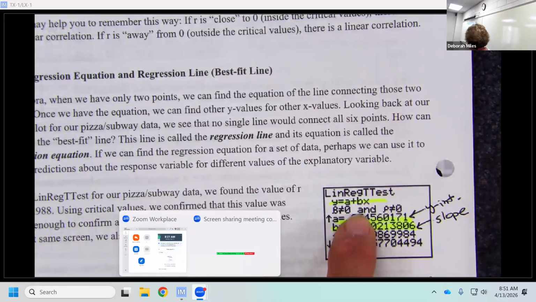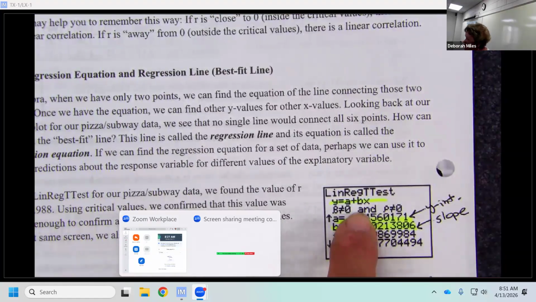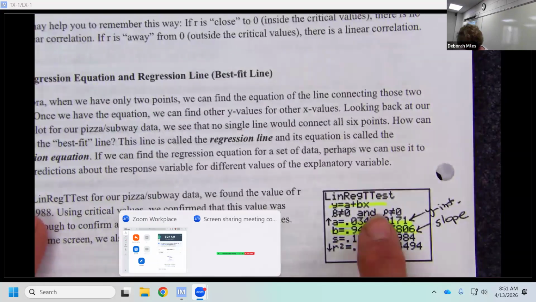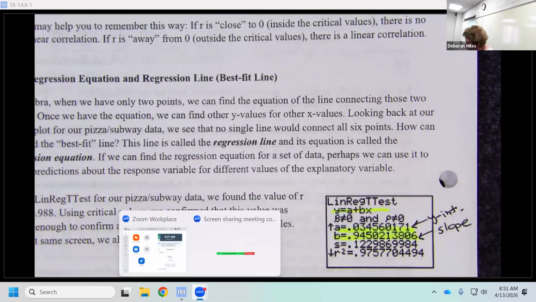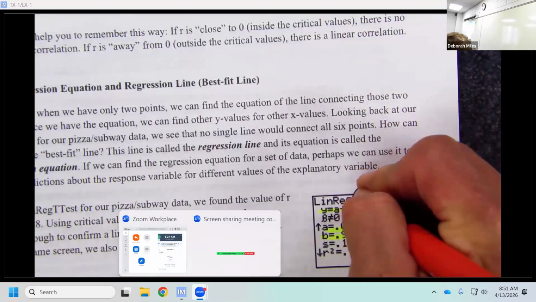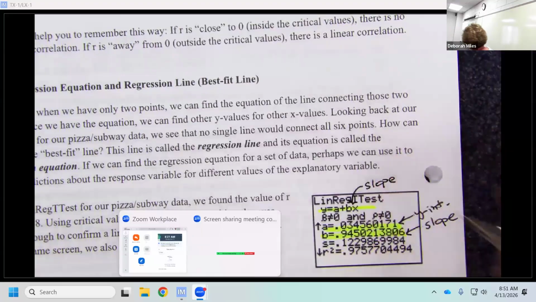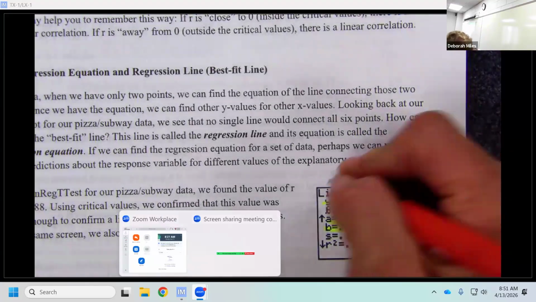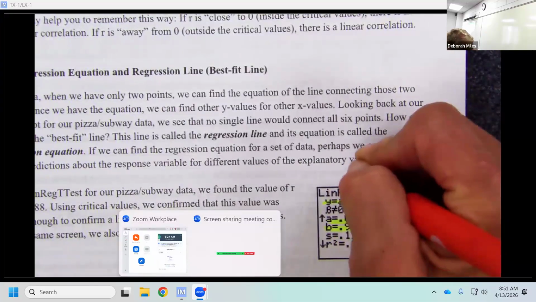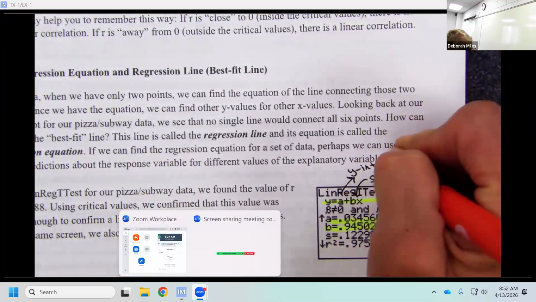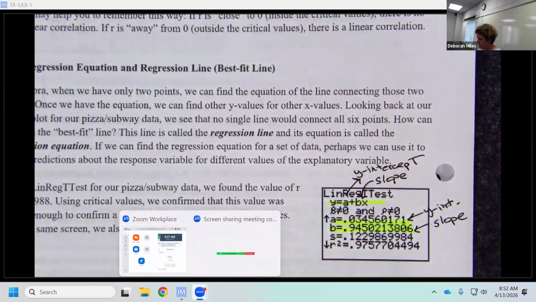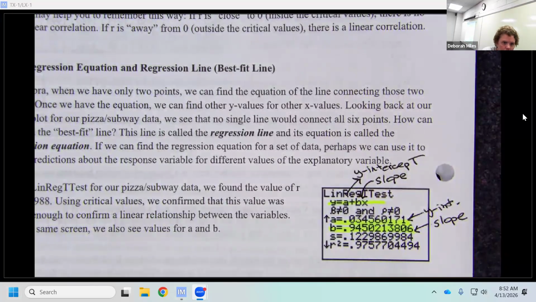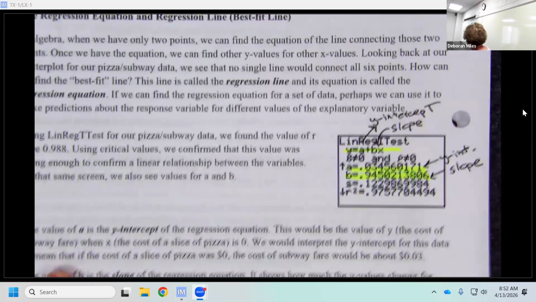That could also be written as bx plus a or mx plus b. It's all different letters for the same thing. The coefficient of x is always your slope, and your a is always your y-intercept. And that's what the next couple paragraphs are about.